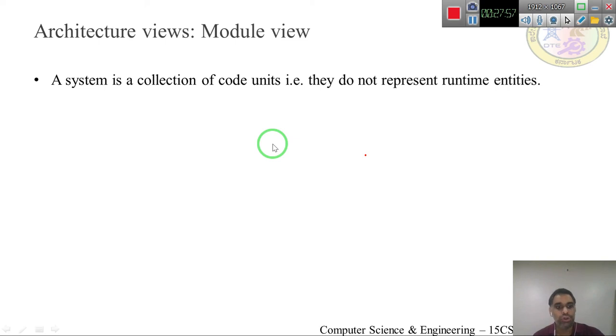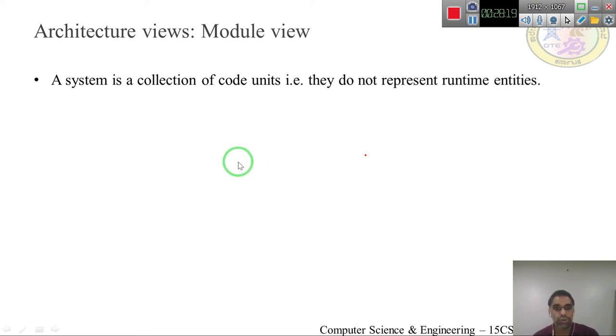Then fourth one, what modules are related to other modules. So now what do we understand, there are many modules, right? So how are modules related to other modules? Is it through generalization or specialization or inheritance, you can say. So for answering such questions, the module view would help you to answer.